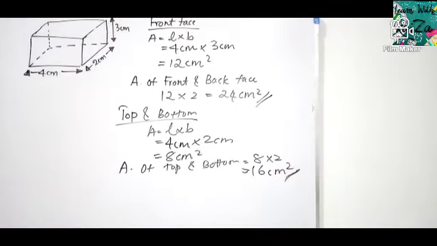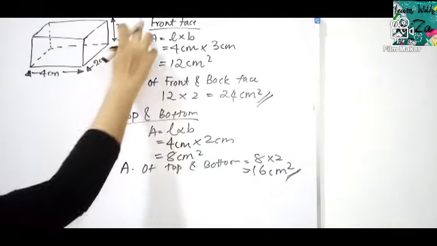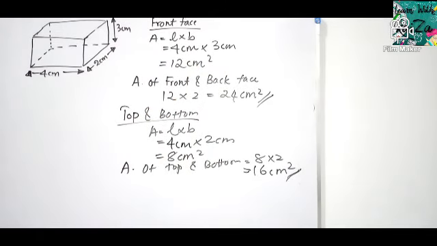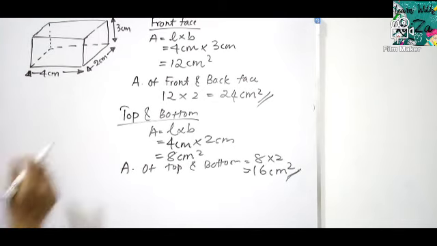Okay, now what is remaining? Now the two sides are remaining. Here we took 2 faces, here 2 faces, that is 4 faces. Another 2 faces are remaining. That is the side faces. So when we consider the side faces, what is happening? It is also a rectangle. Yes, but what is the length and the breadth?